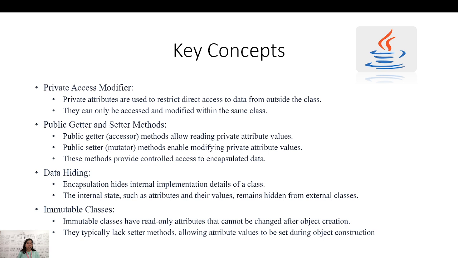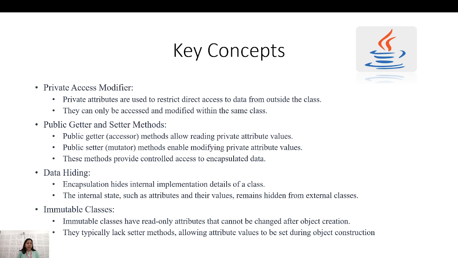The third one is data hiding. Encapsulation hides the internal implementation details of the class, the internal state, such as the attributes and their values, which remain hidden from external classes. That is data hiding.